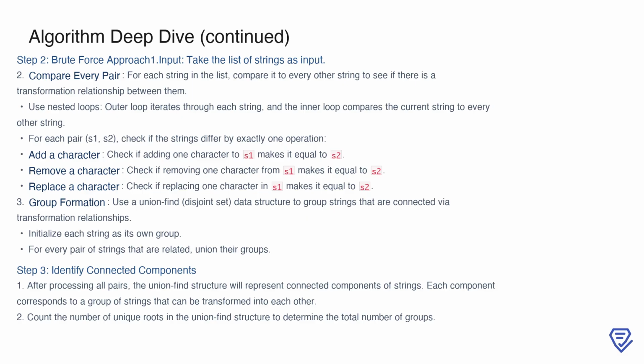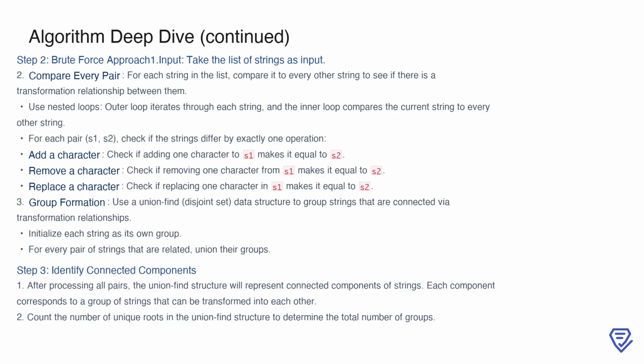To solve the problem, we can start with a brute force approach. First, we take the list of strings as input. Then, for each string, we compare it to every other string to check if a transformation relationship exists. This involves using nested loops, where the outer loop iterates through each string, and the inner loop compares the current string with all others. For each pair of strings, we check the three types of transformations: adding a character, removing a character, and replacing a character. If any of these operations result in the two strings being equal, they are considered related.